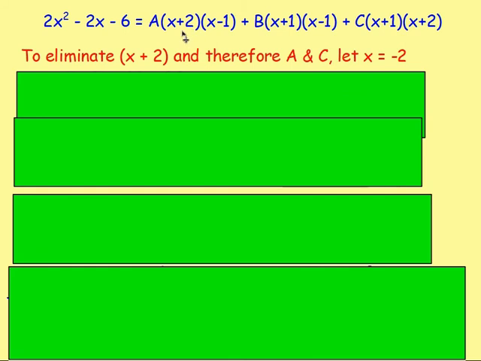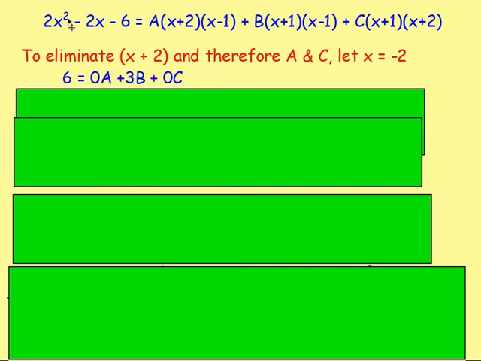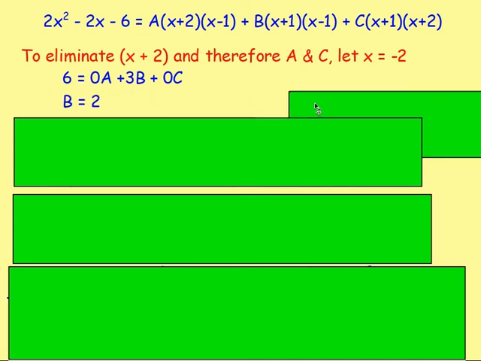So to eliminate this x add 2, make x equal to negative 2. If x was equal to negative 2, if you work your way along there, 2 times negative 2 squared, take away 2 times negative 2, take away 6, gives you 6. That will equal, well, negative 2 add 2 is 0, so you're multiplying all that by 0, so it's 0a. If you make x negative 2 here, that ends up with times 3, so it's b times 3, which is 3b. And x add 2 will equal 0, so you'd have 0c. Meaning then you're left with 3b equals 6. So you can write down the value of b.